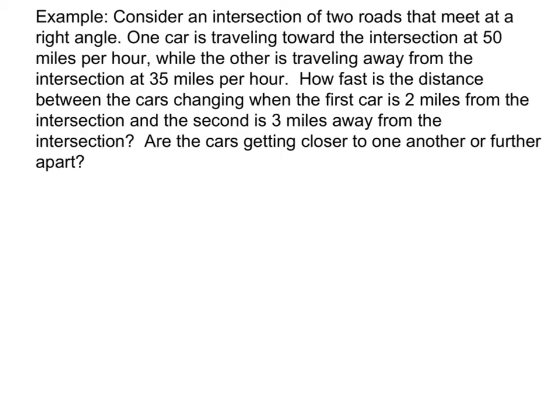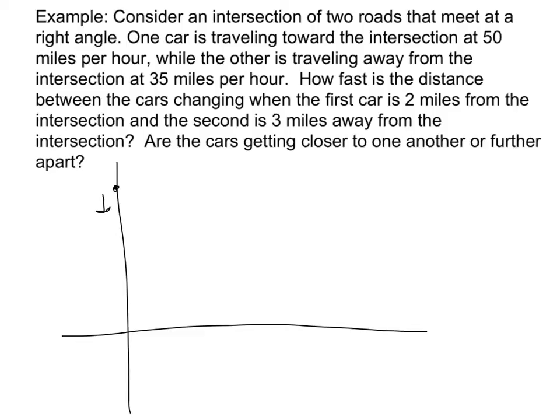So here's the first one. Suppose we have an intersection of two roads that meet at a right angle. So let's start drawing this. You've got one intersection, and a car that's traveling toward the intersection at 50 miles an hour. So you've got a car here, and the car is moving down this way at 50 miles per hour. We're going to label that something like dA dt.